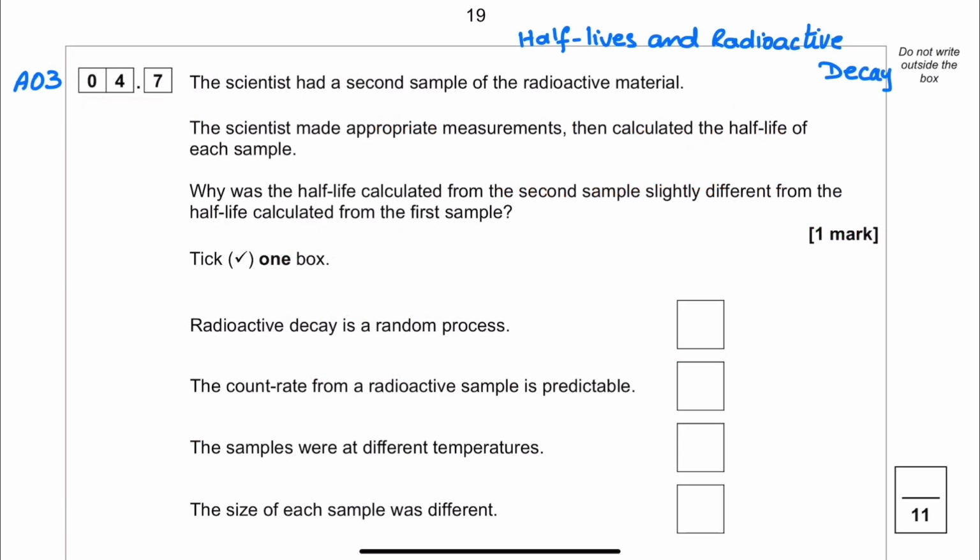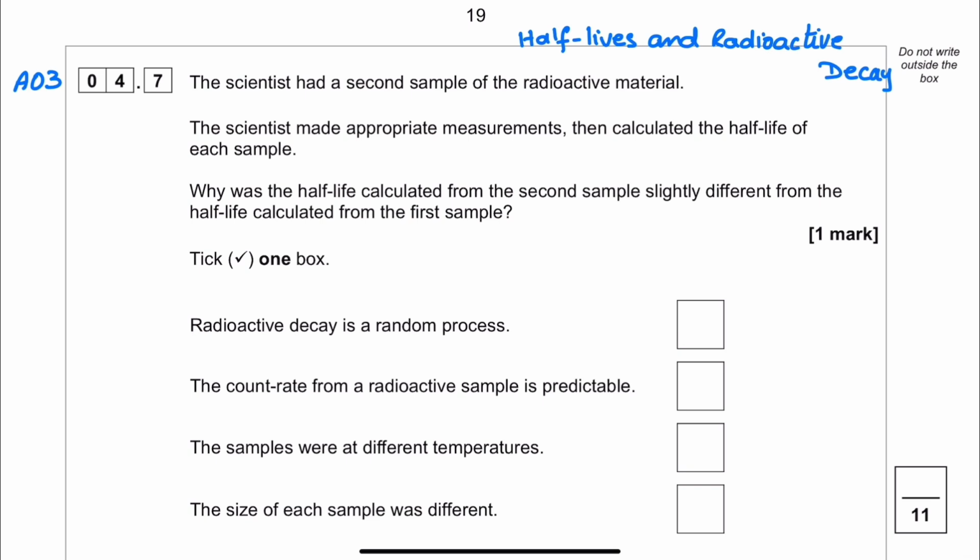4.7 is an AO3 question, and this question is again from the topic of half-lives and radioactive decay. The scientist had a second sample of radioactive material. The scientist made appropriate measurements, then calculated the half-life of each sample. Why was the half-life calculated from the second sample slightly different from the half-life calculated from the first sample? Pick one box. We have 4 different options given here.